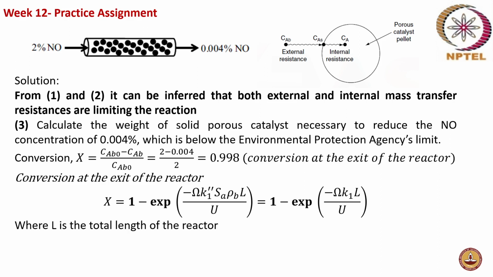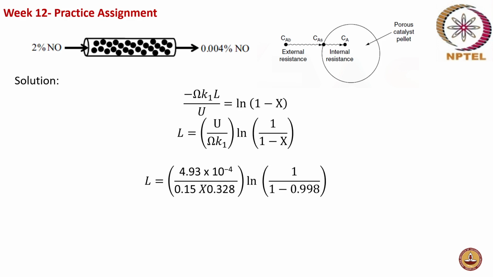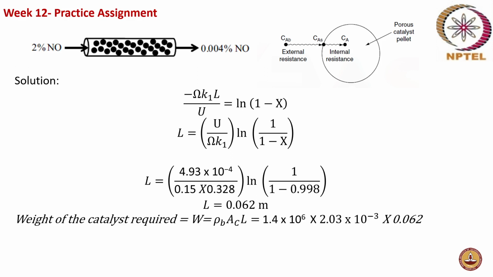So where L is the total length of the reactor. So substituting all other parameters, we just want to find out what is L. So you will end up with the value of L to be 0.062 meters. Okay. Now from this, the weight of the catalyst required can be calculated.